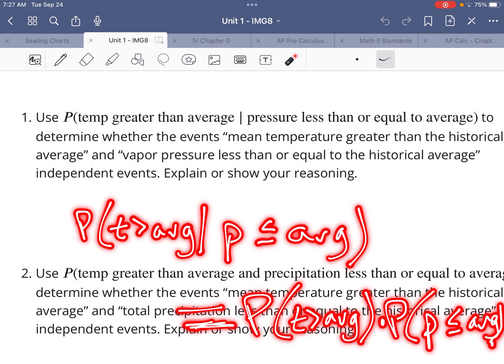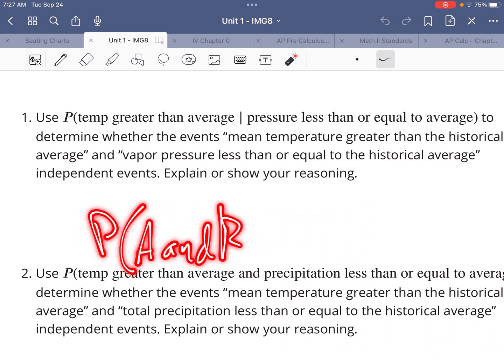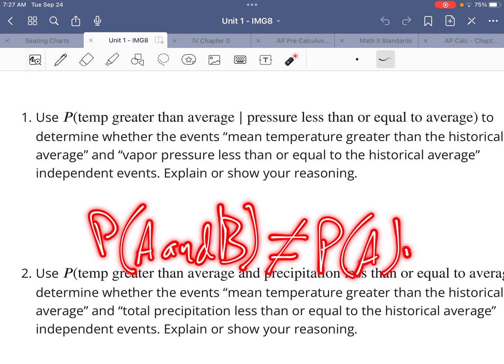However, if the probability of A and B is not close to the probability of A times the probability of B, then we would say that those are dependent events.